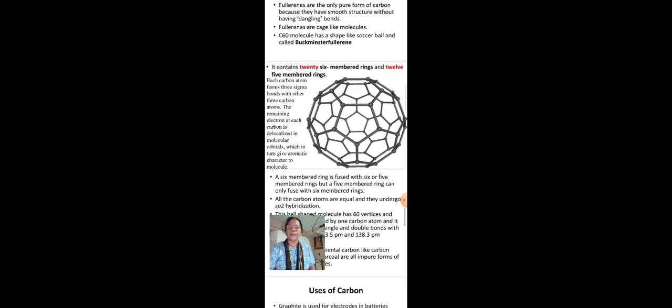five-membered rings. Each carbon atom forms 3 sigma bonds with 3 other carbon atoms. The remaining electron at each carbon is delocalized in molecular orbitals, which in turn gives aromatic character to the molecule. A 6-membered ring is fused with 6 or 5-membered rings, but a 5-membered ring can only fuse with 6-membered rings. All the carbon atoms are equal and they undergo sp2 hybridization.